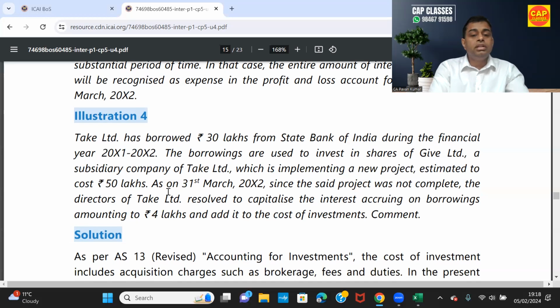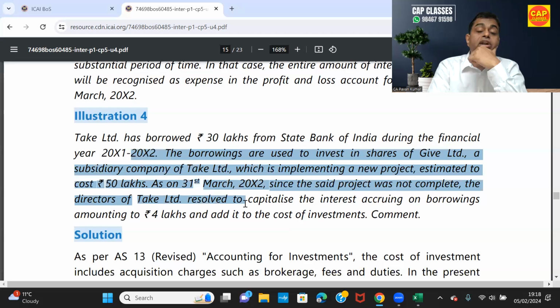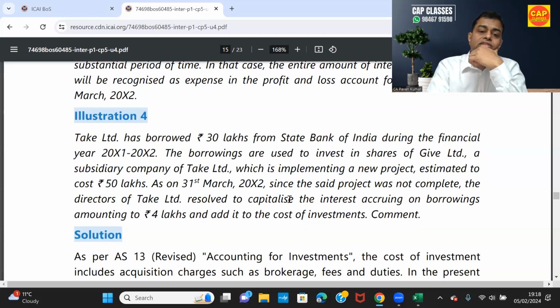Why? They read everything, but what they fail to understand is there are two companies here. One is parent company Take Limited, one is subsidiary company Give Limited. Take Limited borrowed 30 lakhs from SBI and paid 4 lakhs. Now, what is the asset Take Limited acquired? They are the equity shares in the subsidiary company. Is it a qualifying asset? Now, students will argue, but sir, the money is used in implementing a new project, which is a qualifying asset. But that qualifying asset is in the books of the subsidiary company.